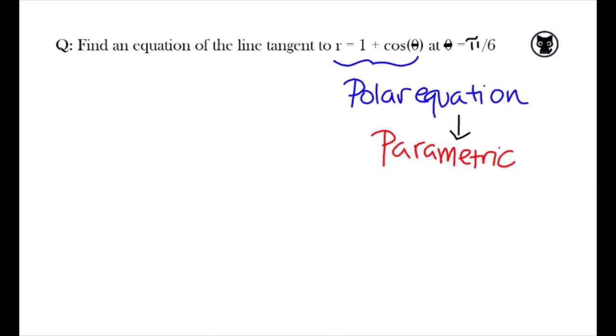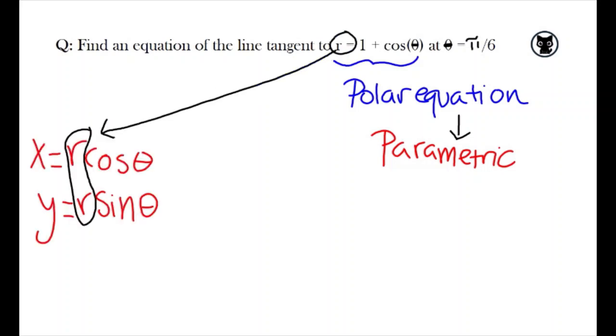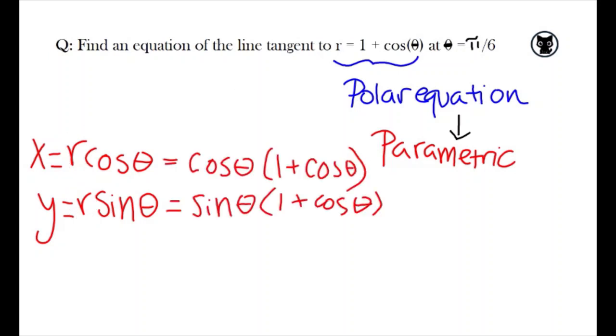To start off, we have to change the polar equation into a pair of parametric equations so that we can see it in terms of x and y. Remembering that x equals r cosine theta and y equals r sine theta, we plug in our polar equation for the variable r. So that x equals cosine theta times 1 plus cosine theta, and y equals sine theta times 1 plus cosine theta.